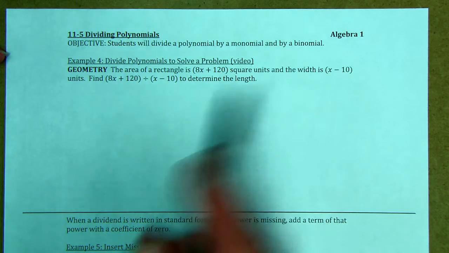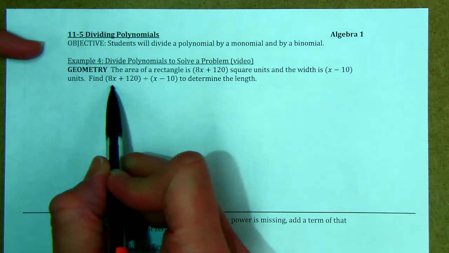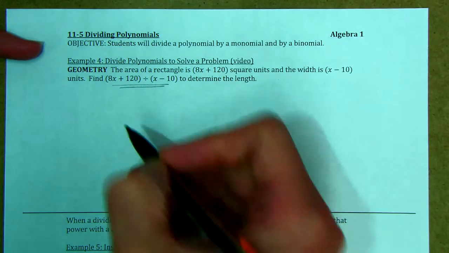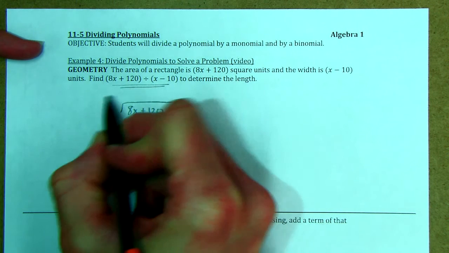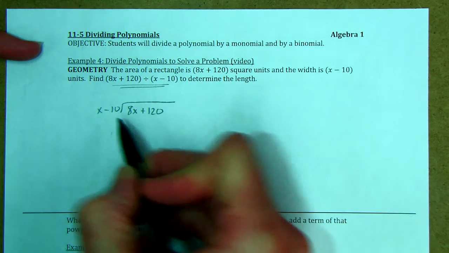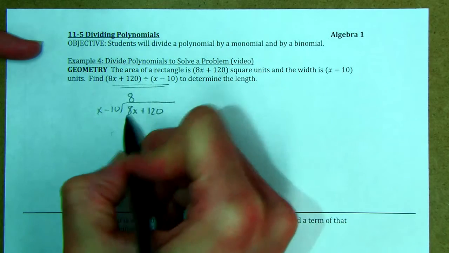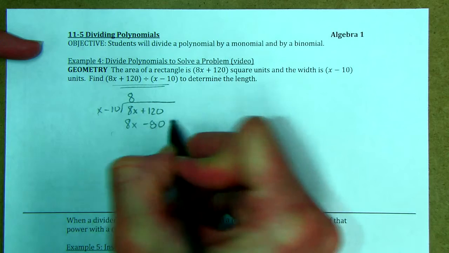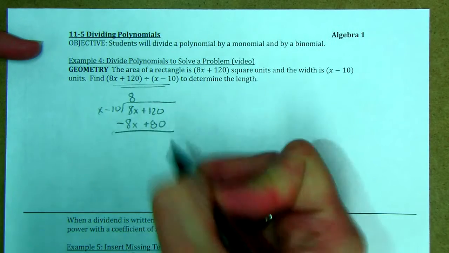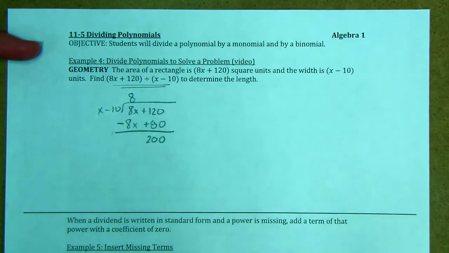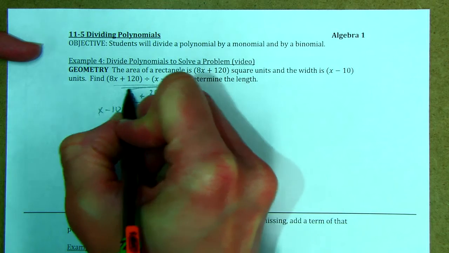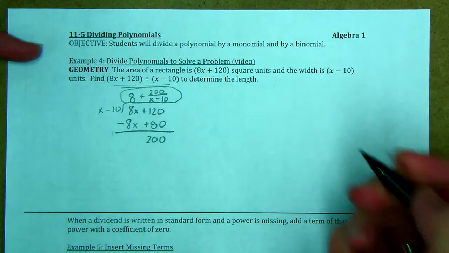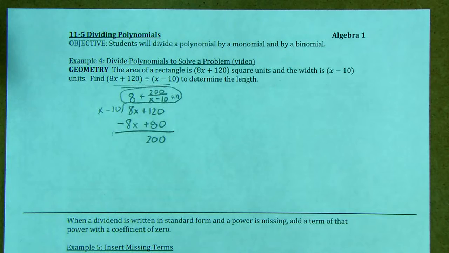Okay, so we've got 8x plus 120, and we're dividing by x minus 10. So we're just simply taking it by 8. So we got 8x minus 80, and change the sign, 200. And we have plus 200 over x minus 10. Not the way we like to see, that would be units. Not the way we typically like to see an answer, especially when we're dealing with a length, but it is what it is.